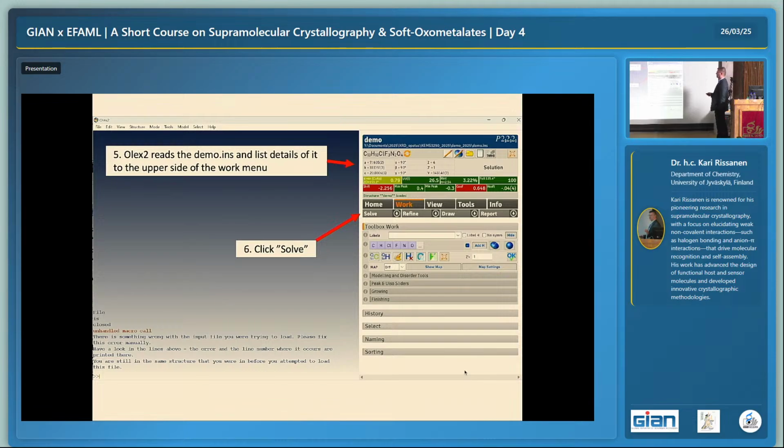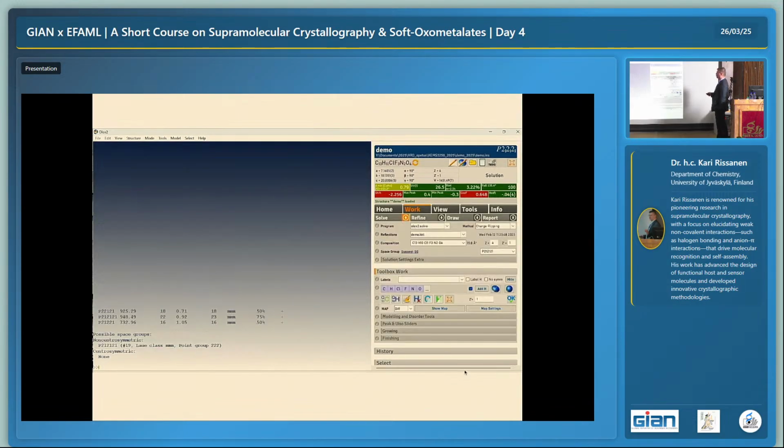Now we go in here and click the solve button. It opens, we activate the solve button here, and it gives us a new menu. So you can see this part changed now. And in here, we have two phases. We have to solve the program.